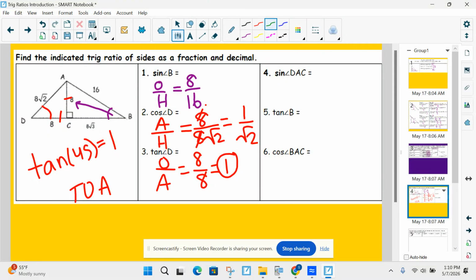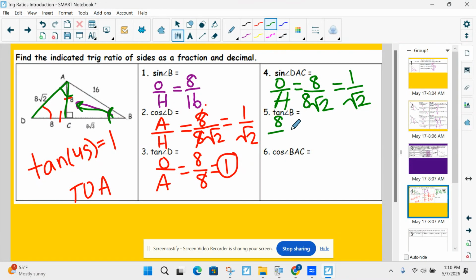Here, DAC would be right here, and sine would be opposite over hypotenuse. The opposite side is 8, and the hypotenuse of that triangle is 8 square root 2, which would reduce to 1 over square root 2. Tangent of B, well, B is back at this angle, and the tangent would be the opposite, which is 8, over the adjacent, which is 8 square root 3, and like the other one, that simplifies to 1 over the square root of 3.